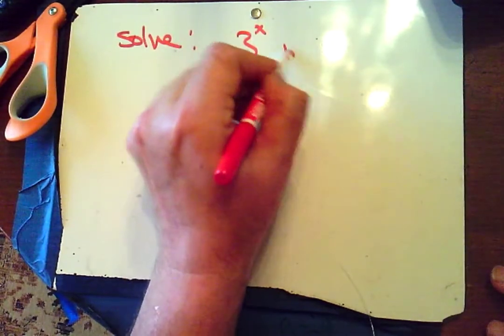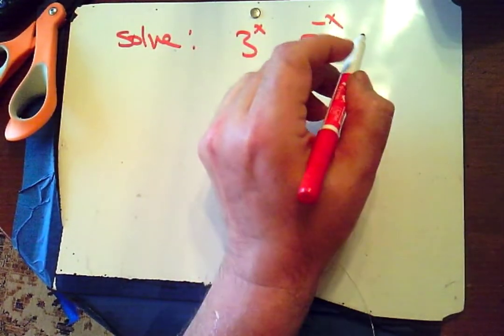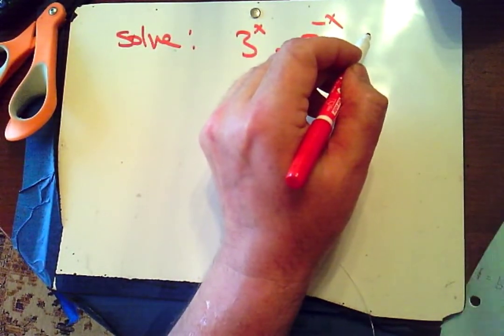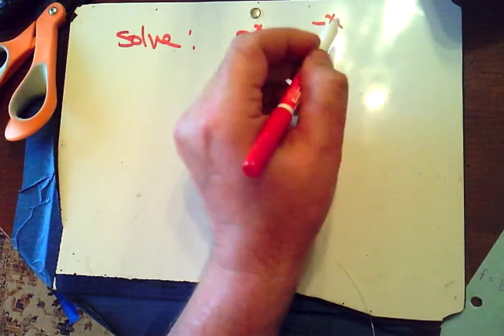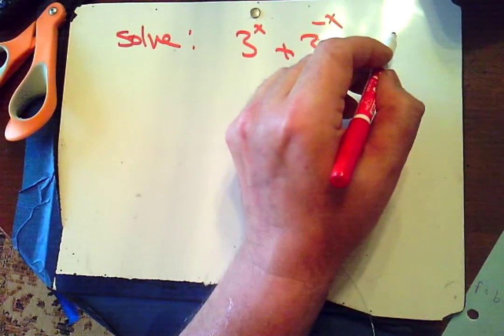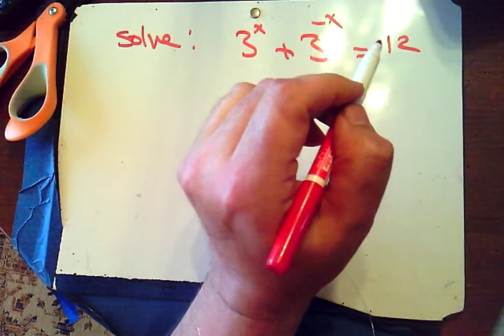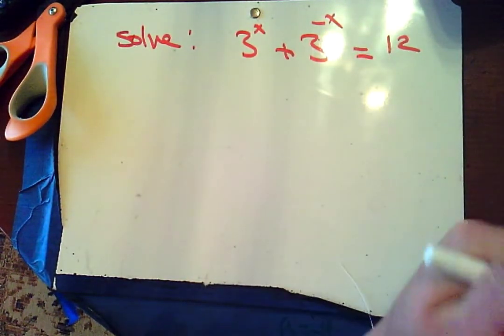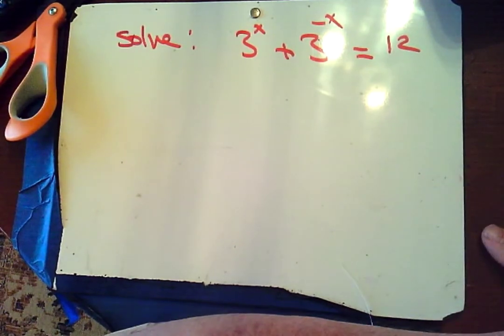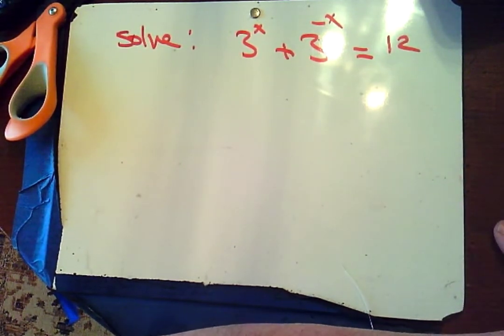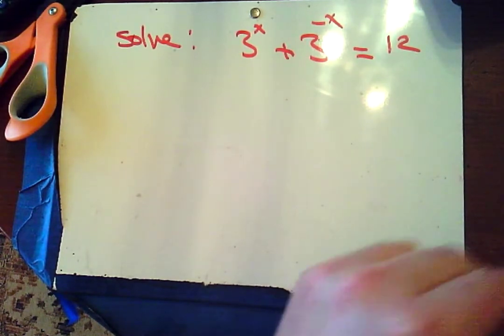3 to the x plus 3 to the negative x equals 12. I think that says 12 there. Well, we'll find out in a minute. It's either 12 or 2 or 1. Okay. So take a minute to solve this equation. Pause the video, give it a try.